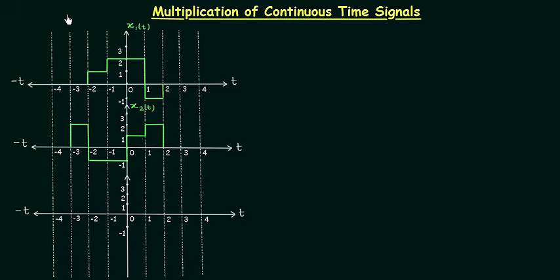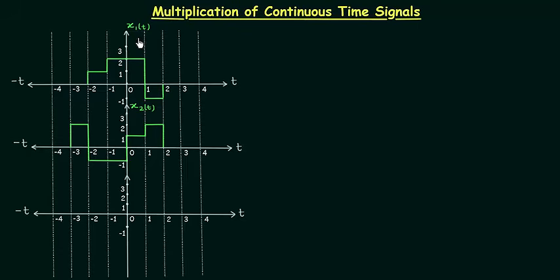In the previous presentation, I explained how to perform the addition of two or more continuous time signals. In this lecture, we will perform the multiplication. We multiply amplitudes of two or more signals at each instant of time to get their product.